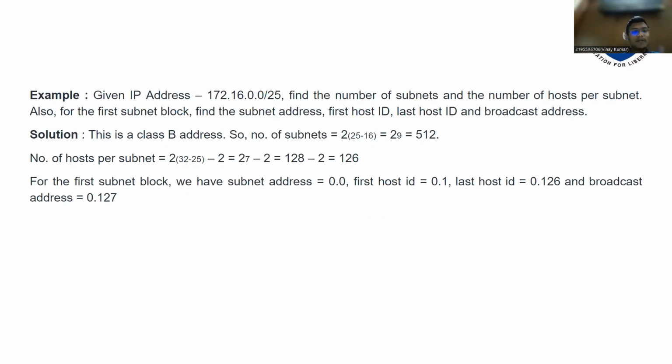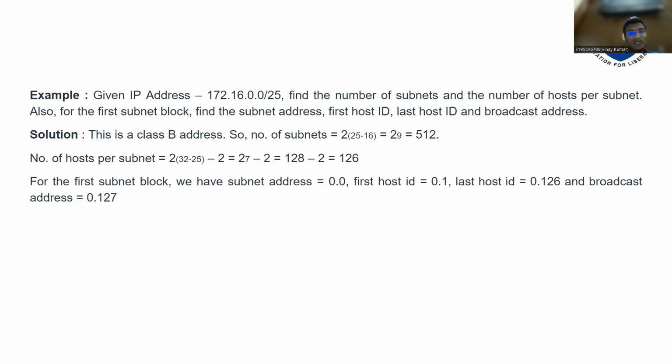Example: given IP address 172.16.0.0/25, find the number of subnets and the number of hosts per subnet. Also the first subnet block. Find the subnet address, first host ID, last host ID, and broadcast address. This is a Class B address.